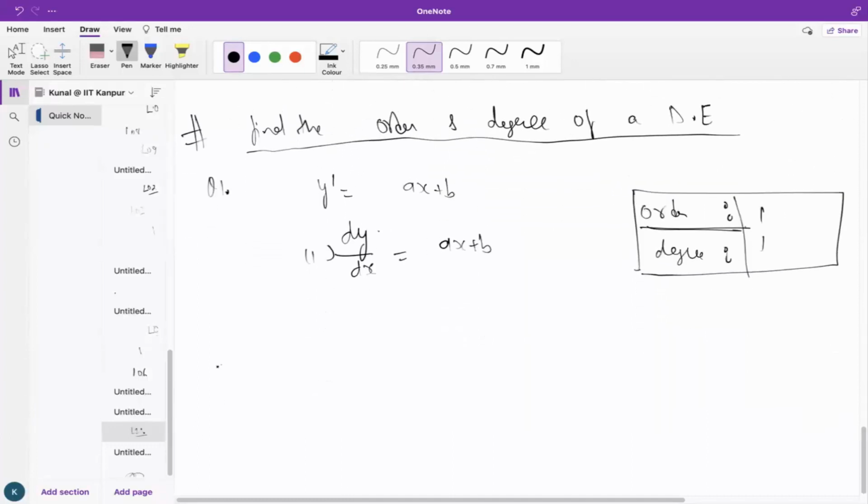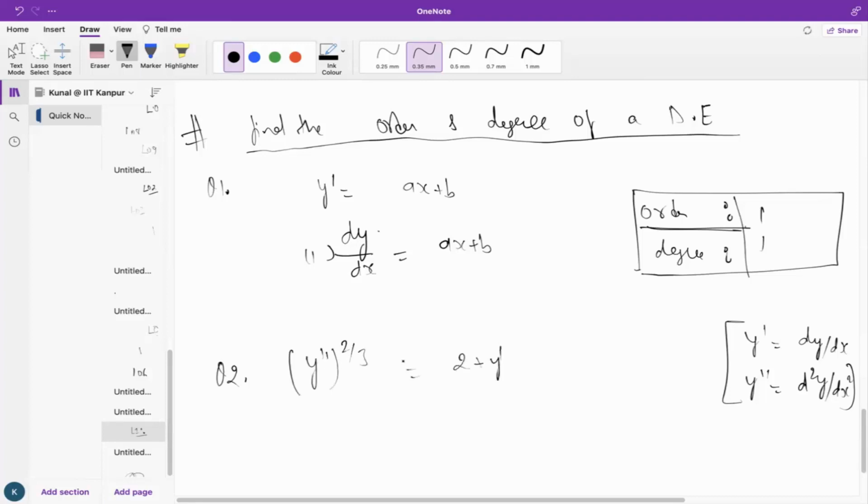Now let's move on to question number 2. You are all familiar with this symbol: y dash is equal to dy by dx, y double dash is equal to d2y by dx2. Okay, so y double dash is equal to 2 plus y dash, to the power 1/3 or so. Look here, the highest differential coefficient is with a fraction part, right?